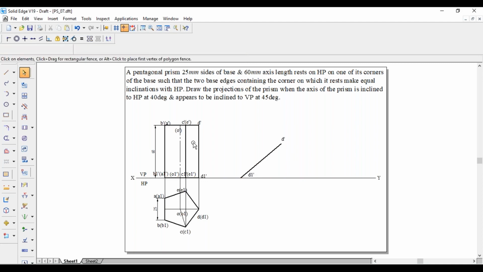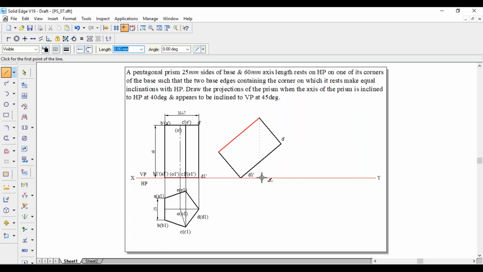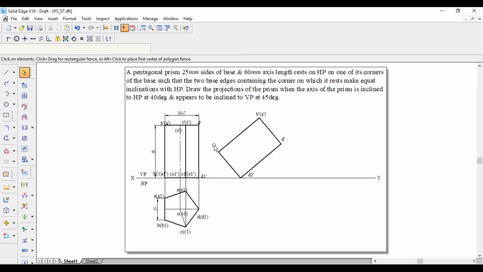Now these two edges are perpendicular to D dash D1 dash. The length of those edges is 38.47 mm. From this endpoint, draw a line perpendicular to D dash D1 dash for a length of 38.47 mm. Similarly, from D dash, draw a line perpendicular to D dash D1 dash for a length of 38.47 mm. Join this one. So this is B dash in the bracket A dash, and this one is B1 dash in the bracket A1 dash.